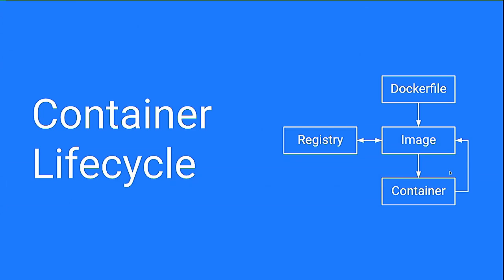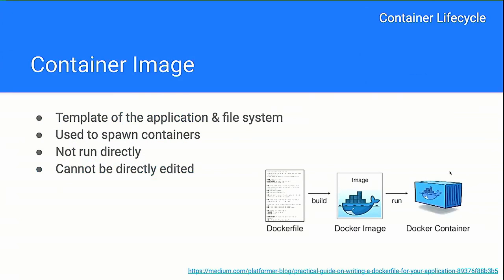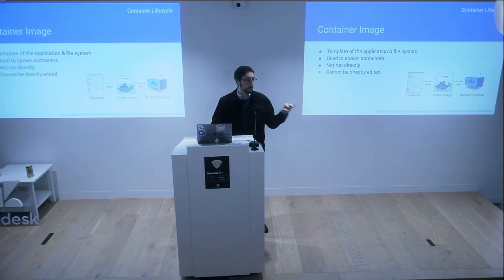So we're going to actually start in the middle with the container image because it is probably the most important part. It is the thing that we were referring to before when we say bundling everything up. This is the bundle. So it serves as a template of the application and the file system from which we spawn a container. We don't run the image directly. And once it's created, it cannot be changed. Yeah? It's locked in. It's immutable. And yeah, like we mentioned earlier, it contains everything that a container needs to run.